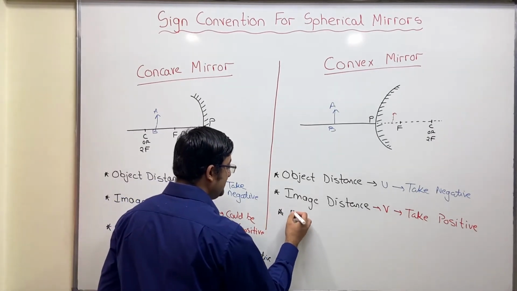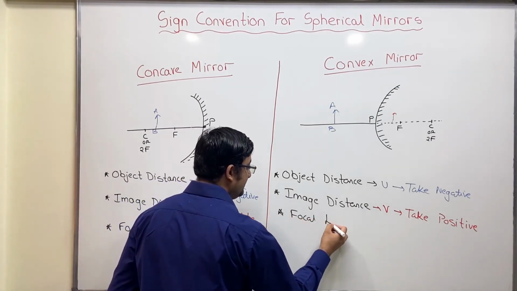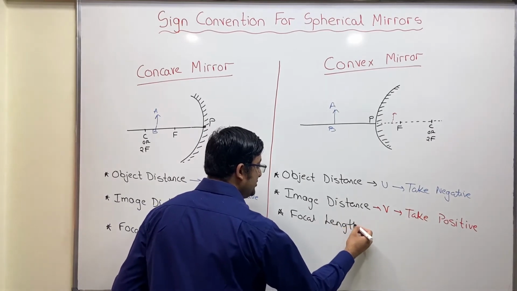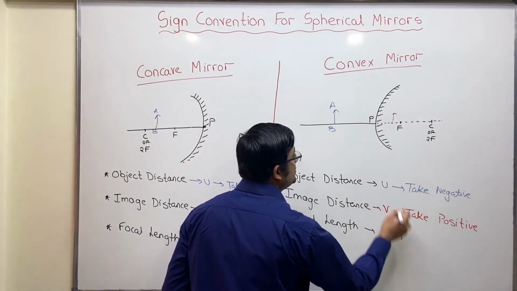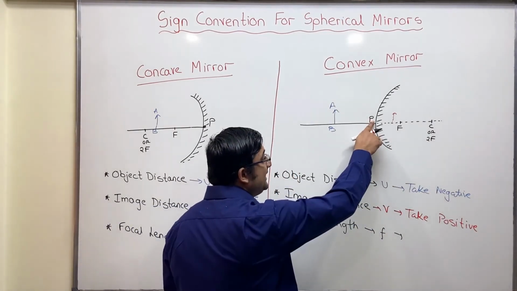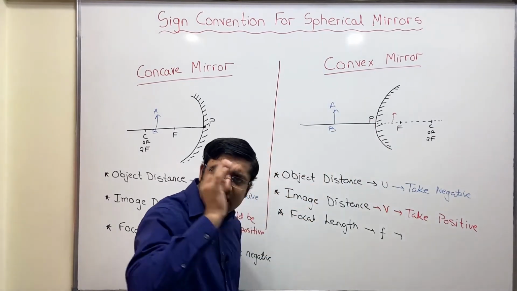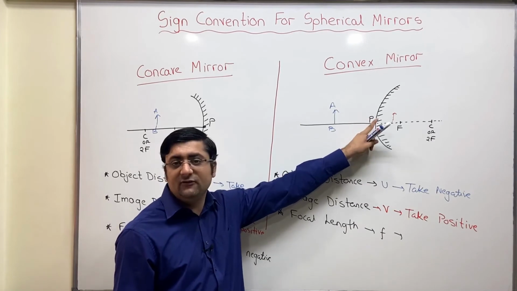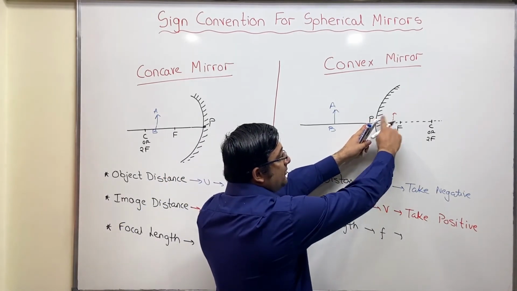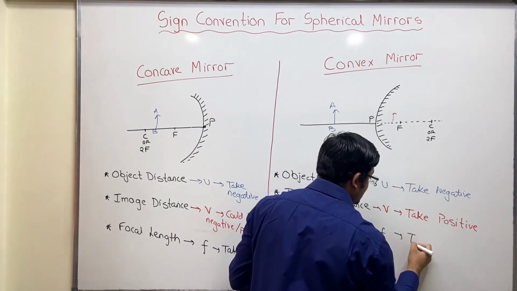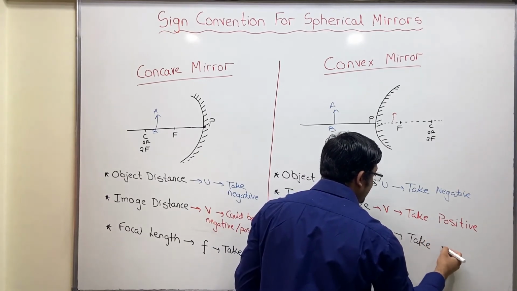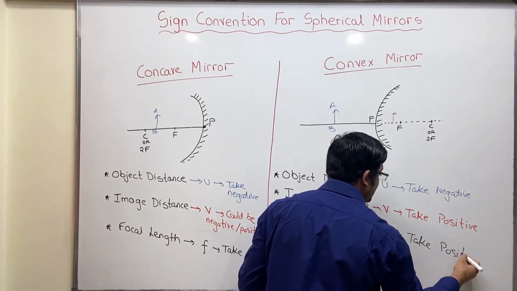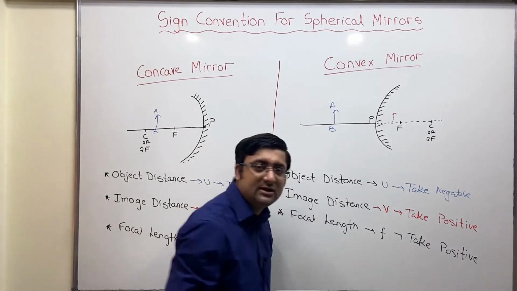Similarly over here, guys, focal length, which is denoted by F. Now guys, where is the focus of a convex mirror? It is to the right of the pole. I repeat, everything, guys, is with respect to the pole. Anything to the left is negative, to the right is positive. So the focus is to the right of the pole, so take it as positive. So the focal length of a convex mirror is positive. So this is the sign convention, guys, so far.